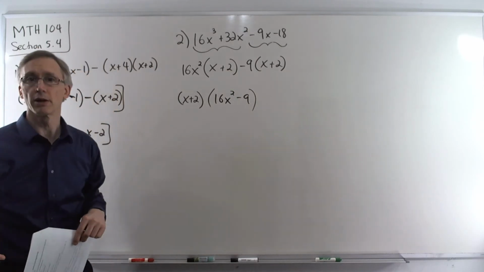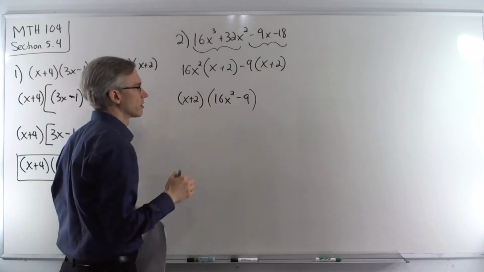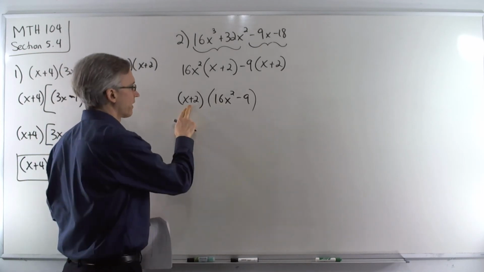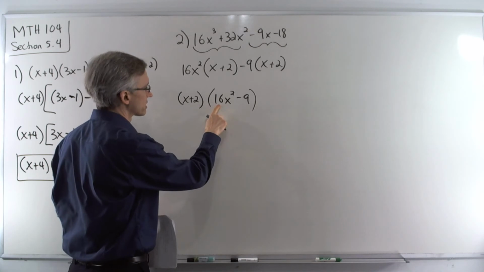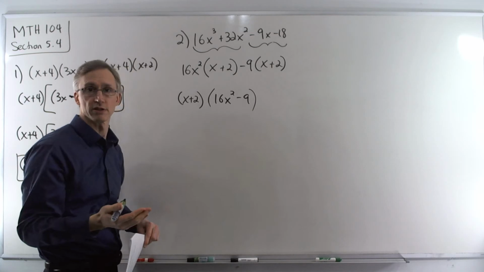So we're done with the factoring by grouping, but now we need to examine both of these and see if either of these are going to be factorable. Well, this is not factorable, but here we've got a perfect square in 16, perfect square in 9, perfect square in x squared. So we have difference of squares.